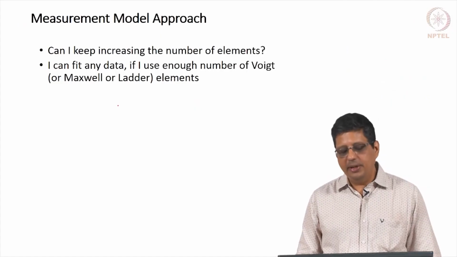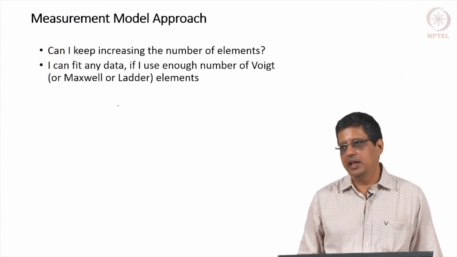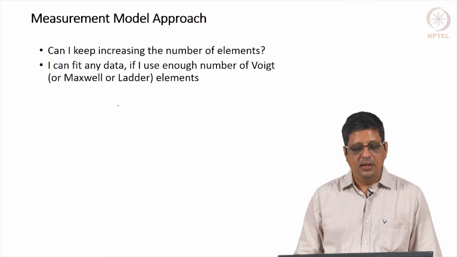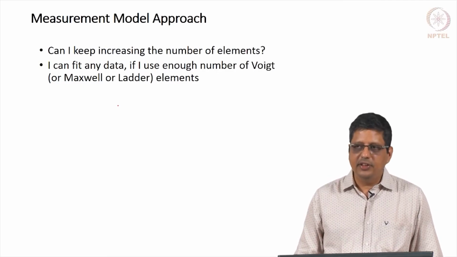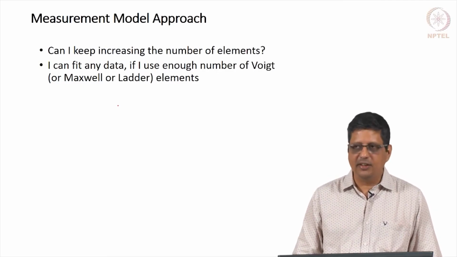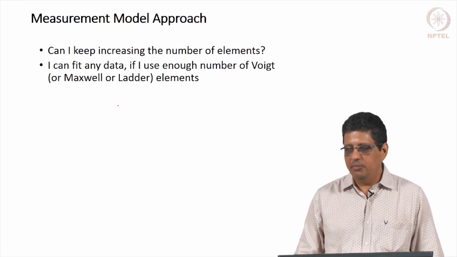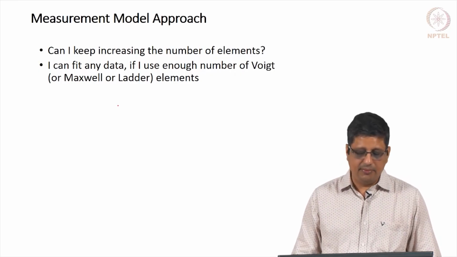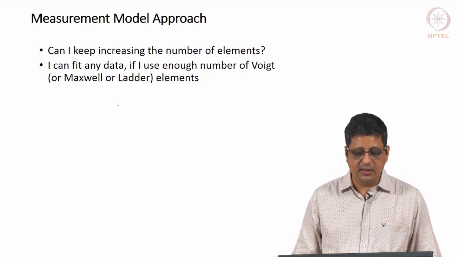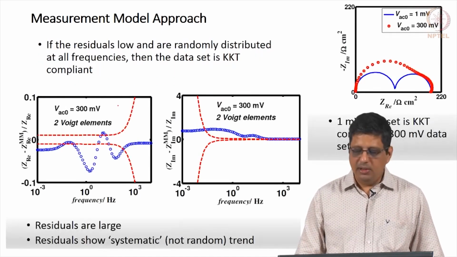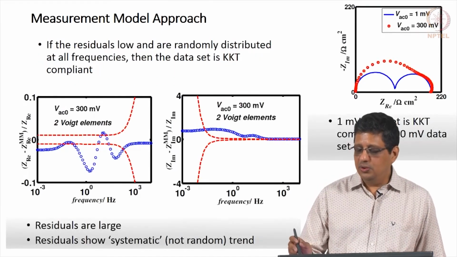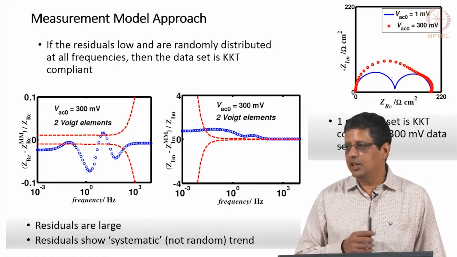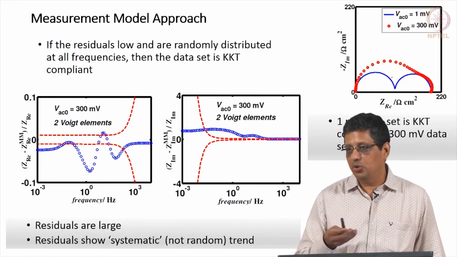Now, can I keep increasing the number of elements? There is always a question or a statement saying, I can fit any data. If you give me enough elements, I will fit any data. You allow me resistance, capacitance and inductance, Maxwell ladder or any of this, I think I can fit any data. Meaning, you are using 2 elements to fit this circuit, but if you use 10 elements, I will definitely fit it. Maybe you are not doing it correctly.